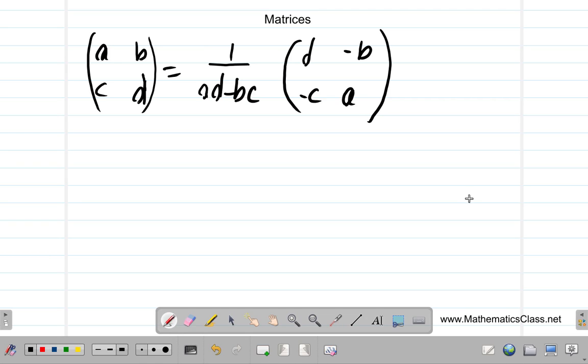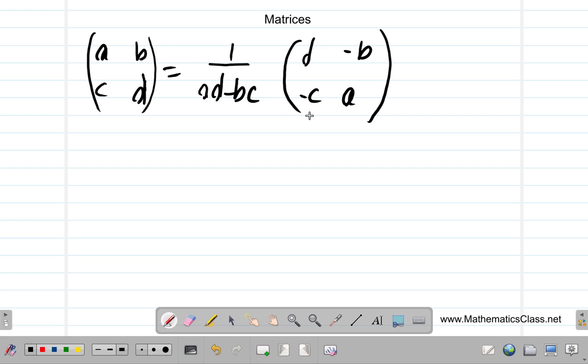We continue looking at matrices, and you remember that this is the inverse of a matrix. For matrix A, B, C, D, the inverse is 1 divided by AD minus BC, which is 1 divided by the determinant, multiplied by the adjugate matrix D, minus B, minus C, A, where you interchange A and D, and change the sign of B and C.